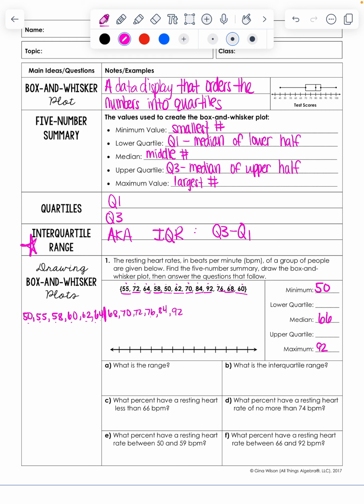So this is the lower half, and the other side is the upper half. What we need to do now is find the median of the lower half. We've got 6 numbers. The Q1, the middle of the lower half, is going to occur between the third and fourth number here. It's going to be 59. And then for the upper half, it's going to occur between the 72 and 76. That's going to be 74. So here are our 5 numbers.